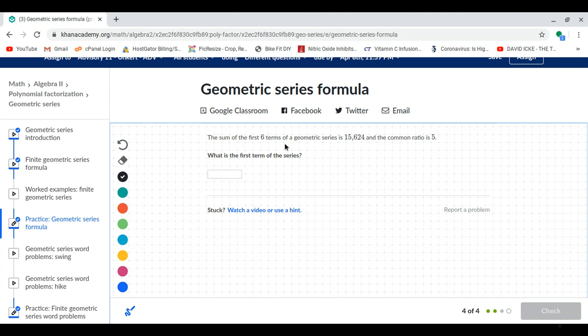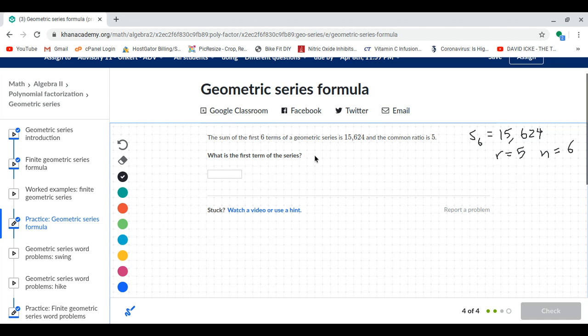All right, the sum of the first 6 terms of a geometric series is 15,624. So the sum of the first 6 terms is 15,624. Okay, and the common ratio is 5. Again, the number of terms is 6. And we're going to find the first term in the sequence.